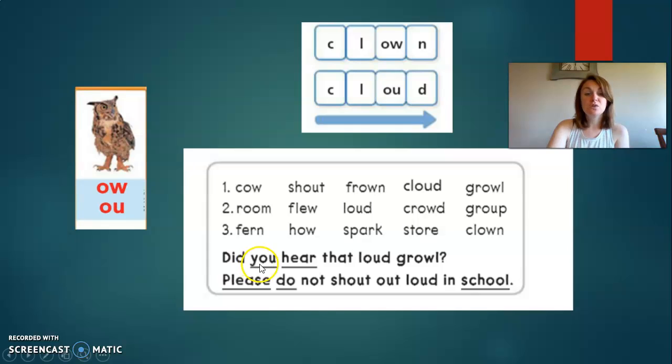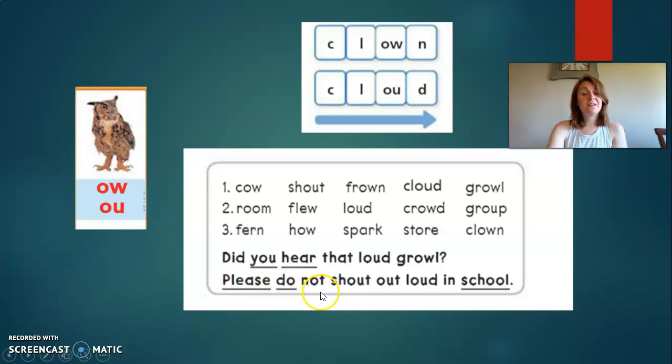Did you hear that loud growl? Again, did you hear that loud growl? The more you read this sentence, the more fluent you will become. If you had a hard time reading this word, it is loud, loud, and growl, growl. Let's read the second sentence using fluency.